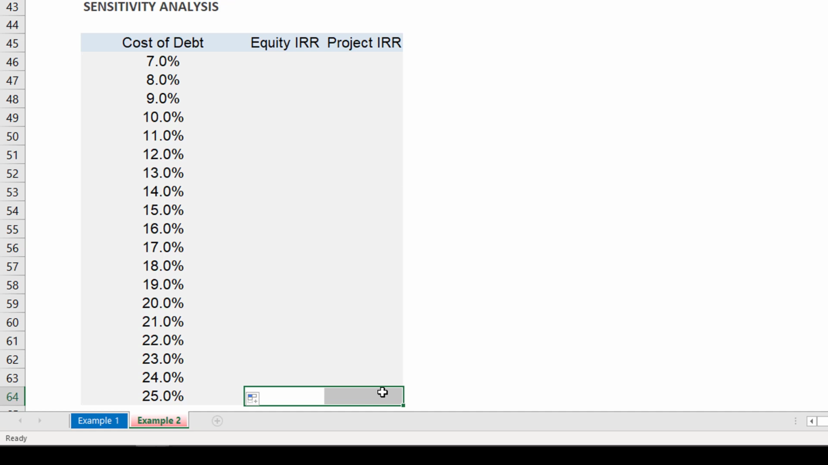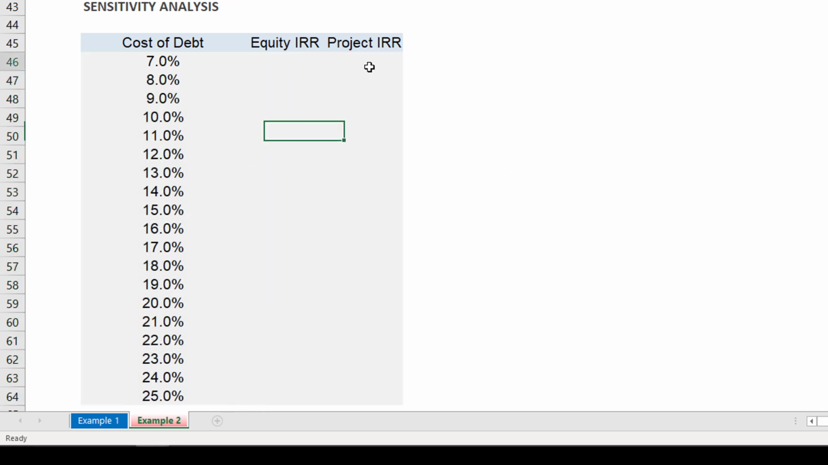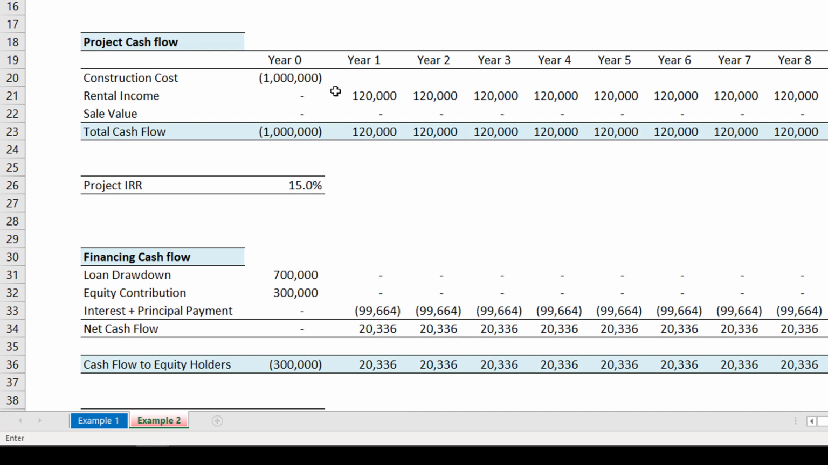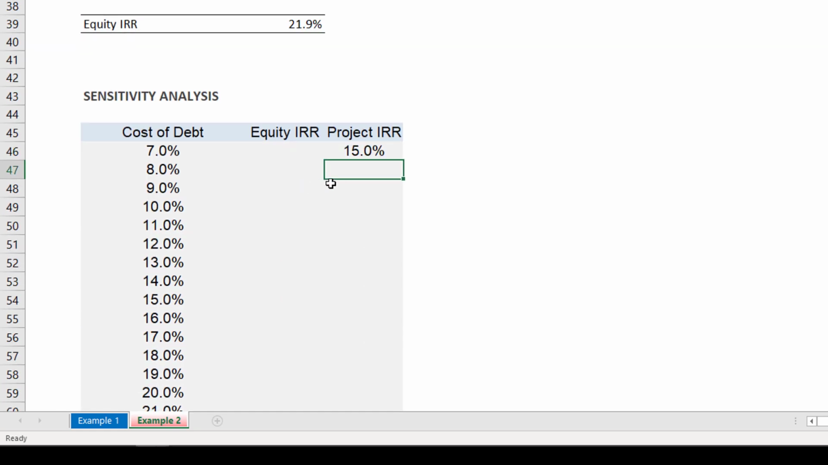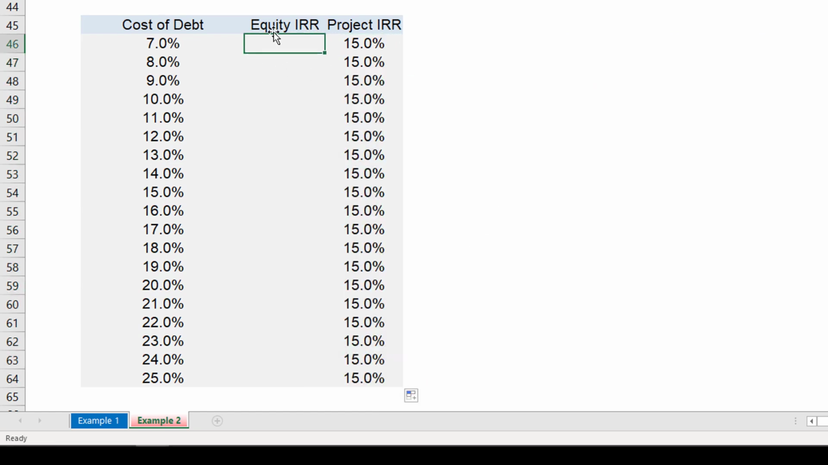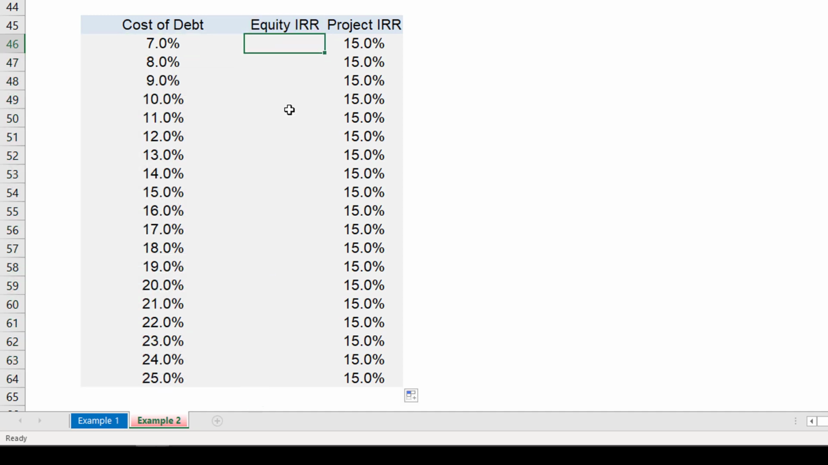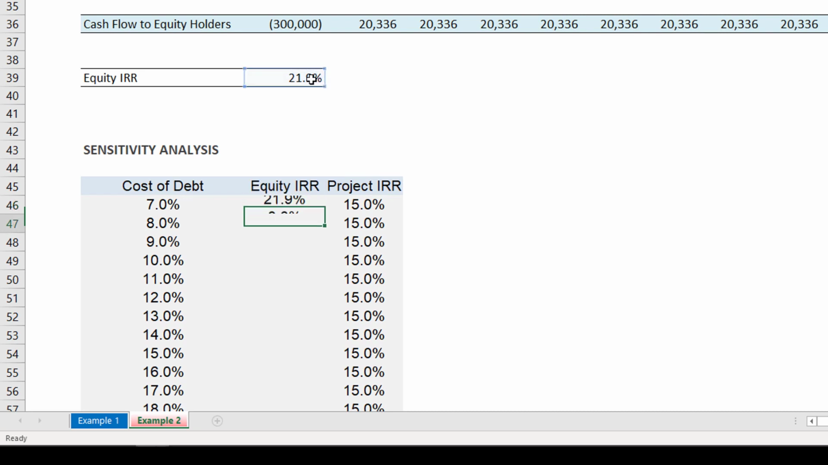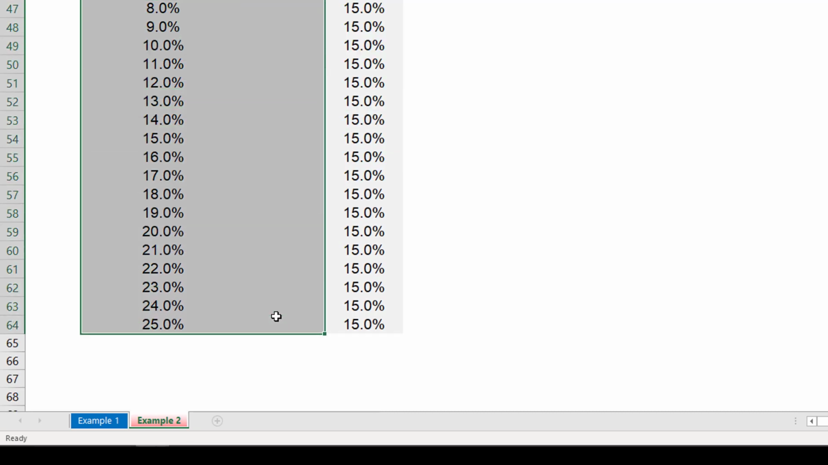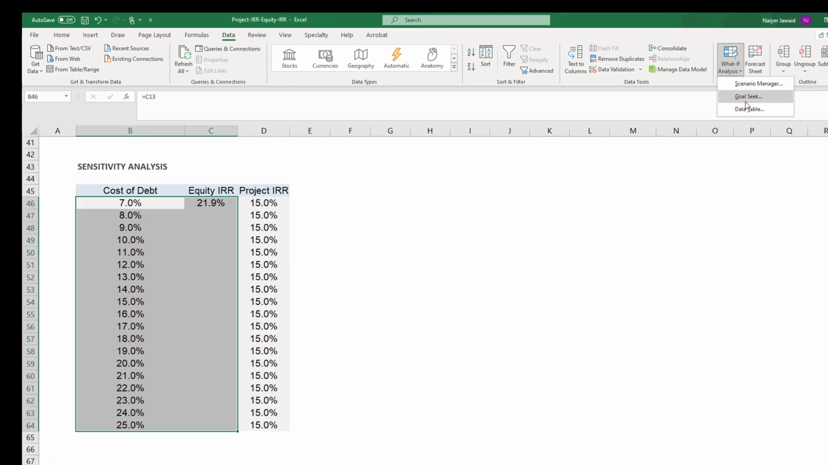Okay. And now I'm going to calculate the equity IRR for all of this cost of debt. And the funny thing is that the project IRR is totally independent of cost of debt. So I'll just take this one here and make it absolute. I'll fix it and drag it down to here. Now I need to find out what is the equity IRR for all of this. Obviously, I can use the data table. I will keep it here, select this, go to Data, then What-If Analysis, and then Data Table.